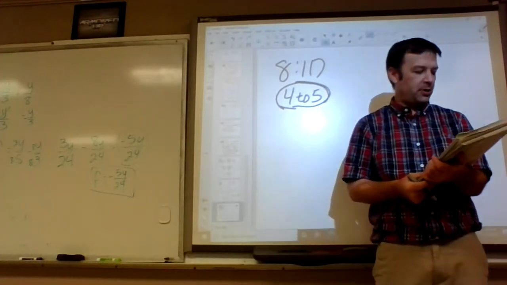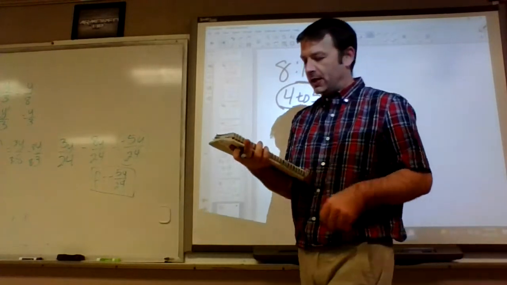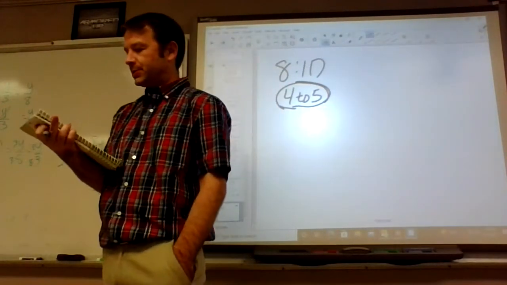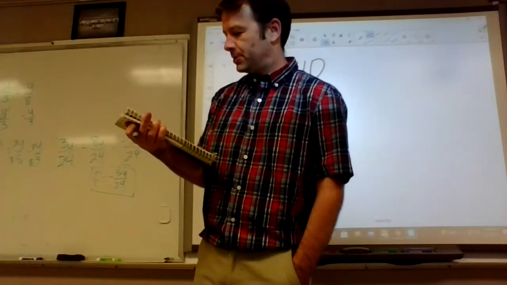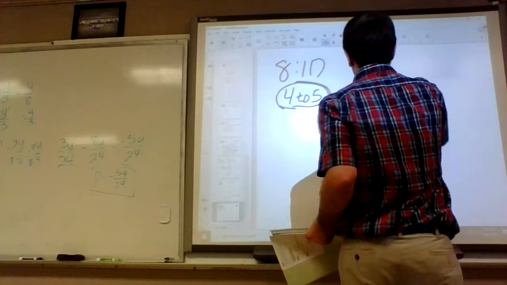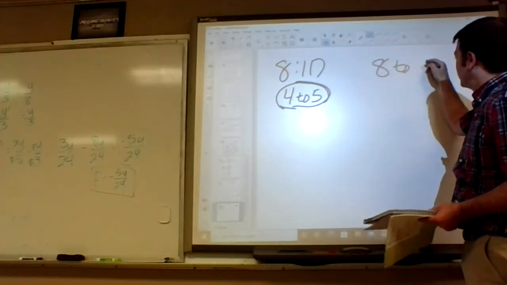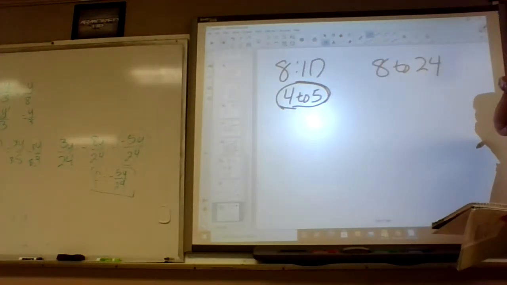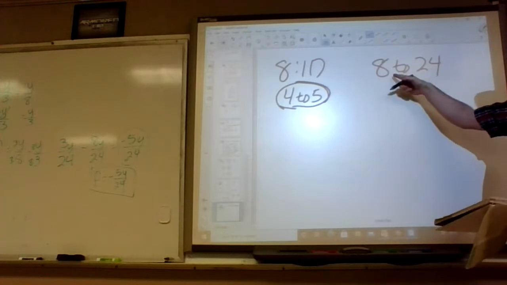Number 3, the ratio of A's to students in the class. There's 8 A's. How many students? 24 kids. So 8 to 24, does that reduce? 1/3. 1 to 3. 1 to 3.